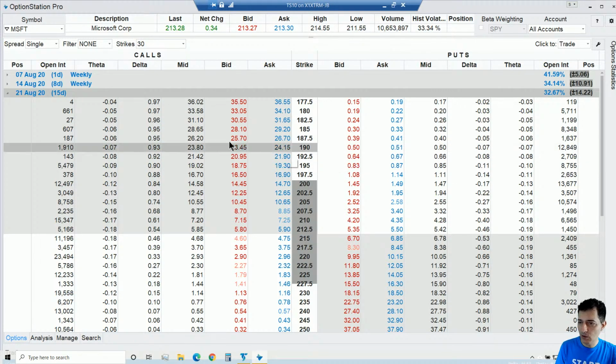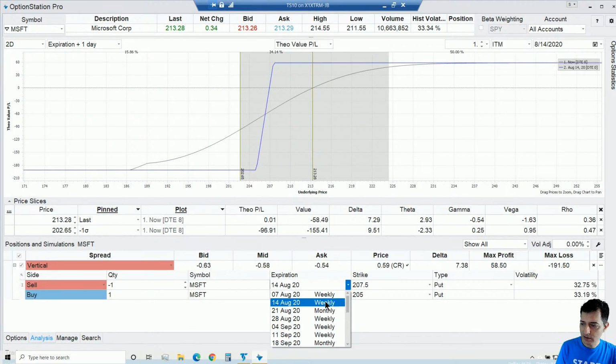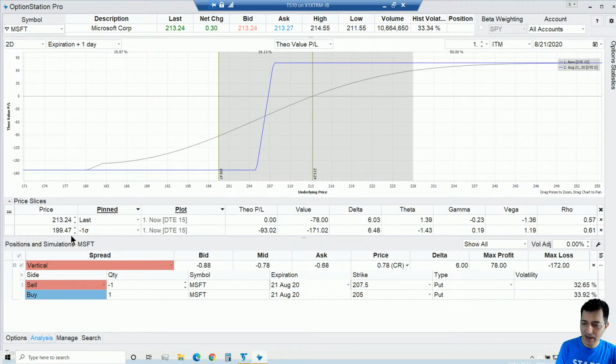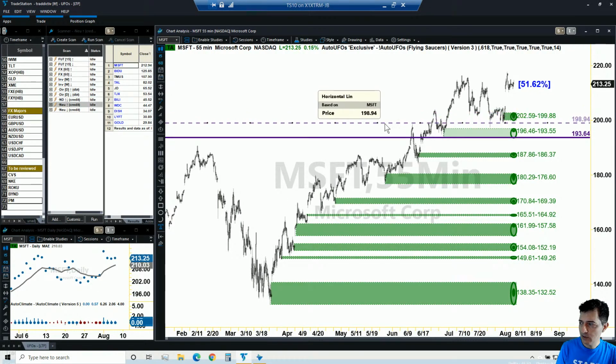So anyway, switching from August 14 to August 21st. And when that happens, of course, statistics are recalculated. And now what stats suggest is that the stock is not going to go below 199. So I'm going to replace my line with 199, which is more or less there.